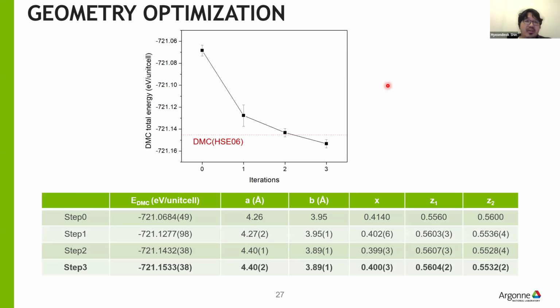So here is a quick look at how the DMC total energy goes over the iterations of the surrogate Hessian method, with a total of 4 iterations. We see that at the final iteration, step 3, we get minimized DMC energies that are significantly smaller than the DMC energies at the HSE geometries. That tells us that the geometries obtained from the surrogate Hessian are more energetically stable than the DFT relaxed geometries from HSE.